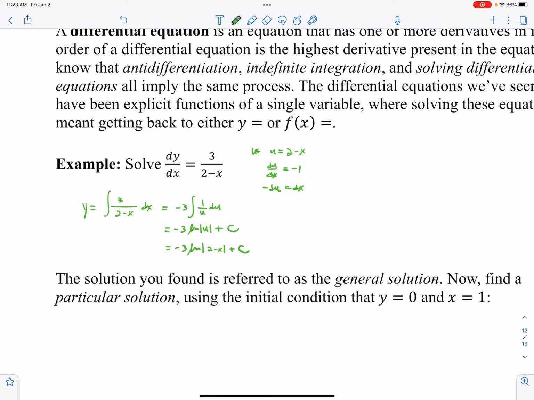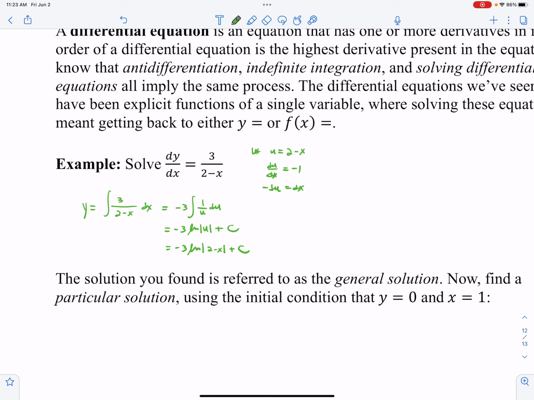Now, you are oftentimes asked to find a particular solution using an initial condition. The initial condition is just a point that lies on the graph of the particular solution that you're looking for. So you use that initial condition, plug in those values, and solve for what C would be, the particular value of C that would give you the particular solution.